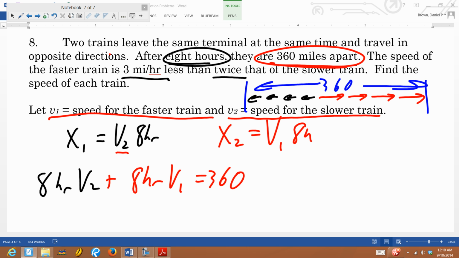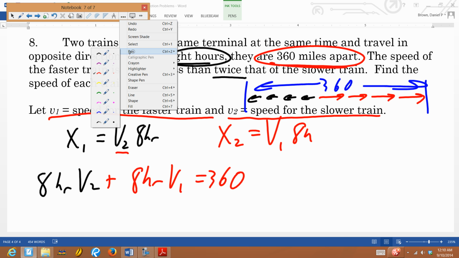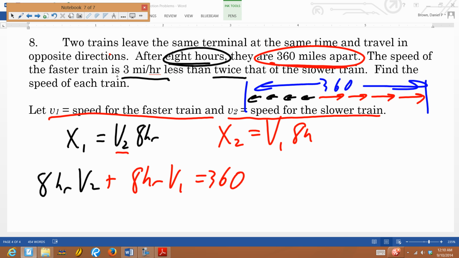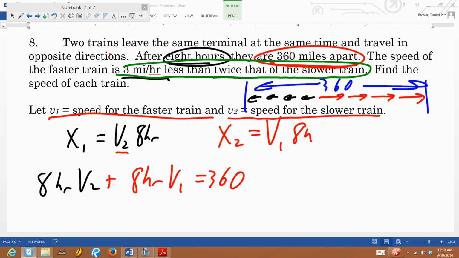I need one more relationship here to kind of figure this out and solve it. I still have one equation there. I still have two unknowns, v1 and v2. So what I'm going to do is somehow relate v1 and v2 with the really weird information that one train is going 3 miles an hour less than twice the speed of the slower train. That's kind of complicated. So the slower train, right here, says it's v2.